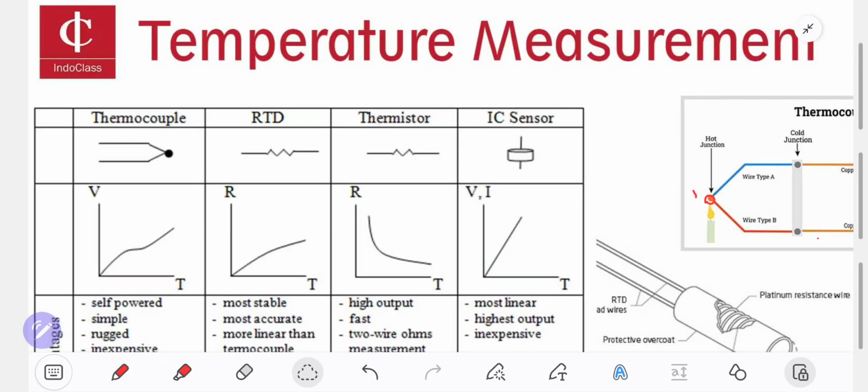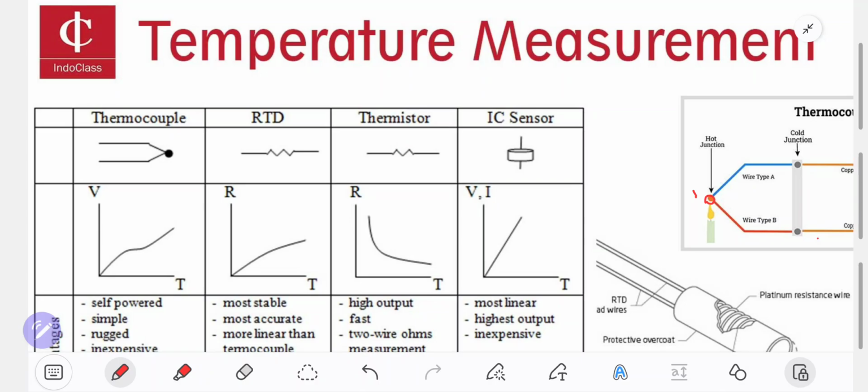Next, we will learn about thermistor sensor. Thermistor is thermal resistor. And what is the difference between thermistor and RTD?